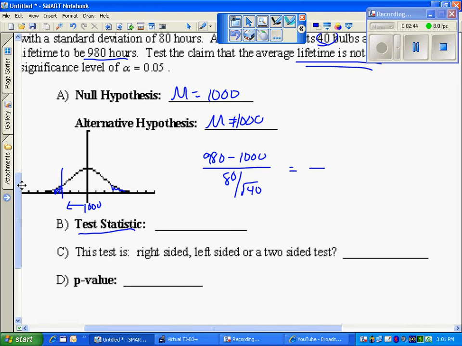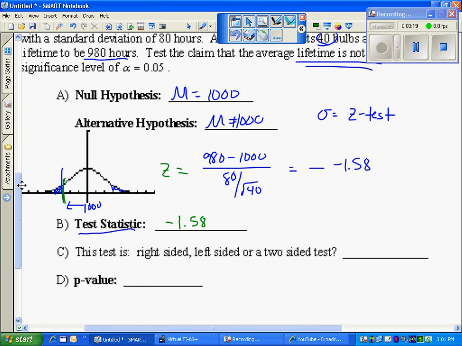Because I know sigma, this is going to be a z-test. I know the population standard deviation. It was given to me in the problem above. I always complete this looking at my numerator first and then my denominator. And so when I divide these out, I get negative 1.58. What does that negative 1.58 represent as a z-score? Well, it says I am 1.5 steps below my center, and it's also called my test statistic.